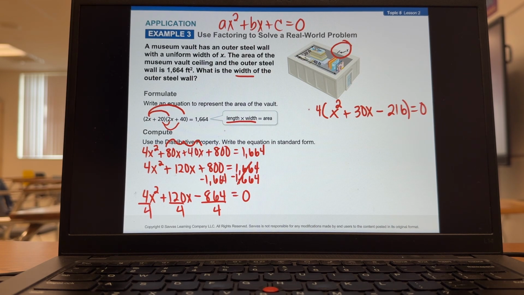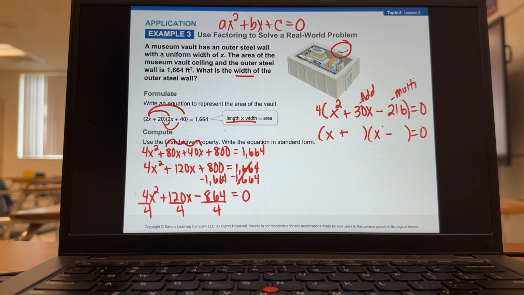Since the 4 on the outside of the parentheses does not have a variable, you do not need it anymore to solve your problem. It can just hang out there and you don't have to worry about it. So now I need to factor what's inside the parentheses. What two numbers, when I multiply, can give me a negative 216. I know I need a plus and a minus. And when I add together, gives me a positive 30.